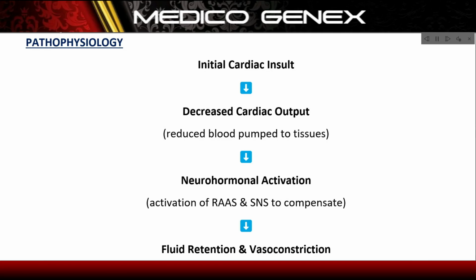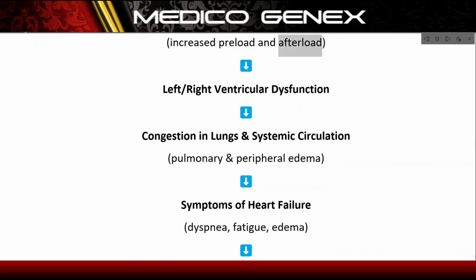Pathophysiology. Initial cardiac insult leads to decreased cardiac output, reduced blood pump to tissues. This leads to neurohormonal activation, activation of RAAS and SNS to compensate. This causes fluid retention and vasoconstriction, resulting in increased preload and afterload.